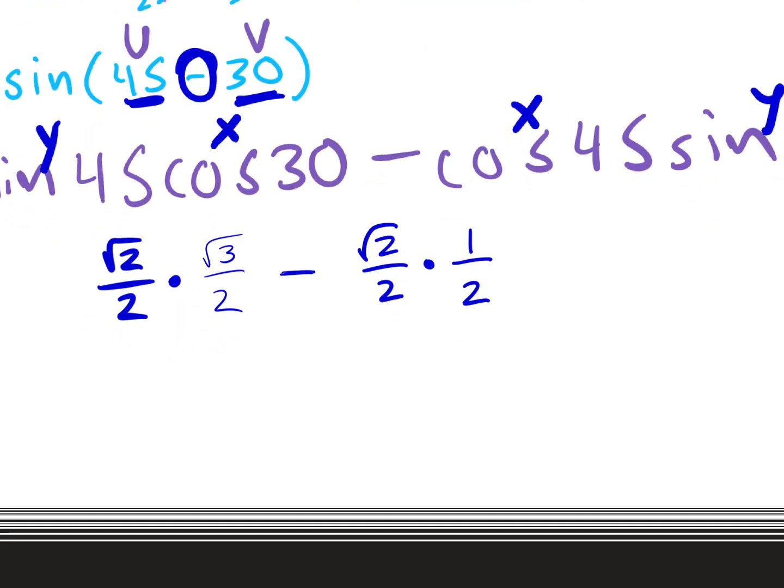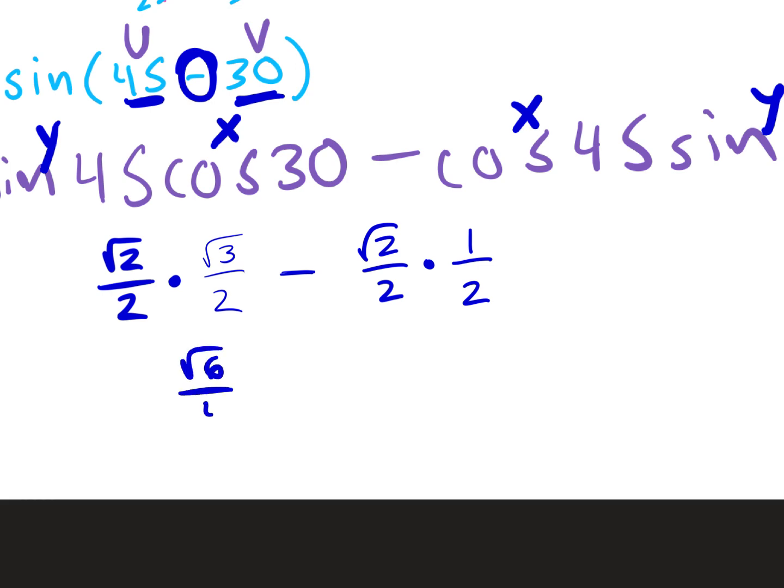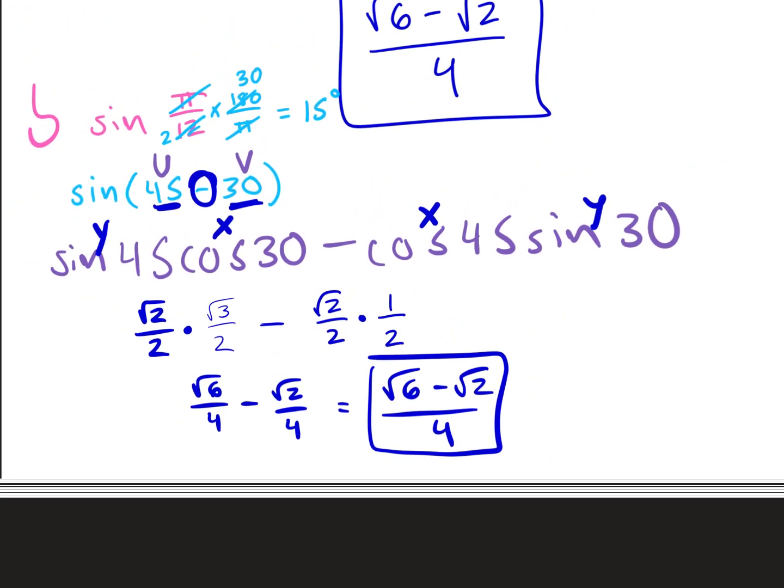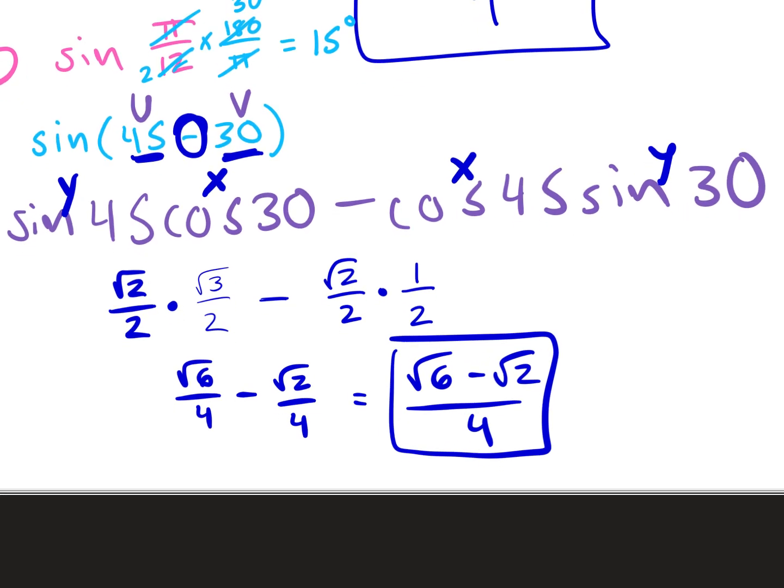Perfect. Once we found all of our trig functions, we can just multiply and then subtract. So here I have square root 6 over 4 minus square root 2 over 4, which would simplify to square root 6 minus square root 2 over 4. And that is our answer. It just so happens that it's the same as the last question, but that's fine. It's not going to be that answer every time.